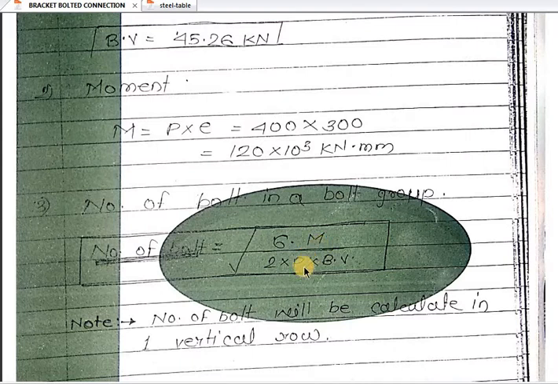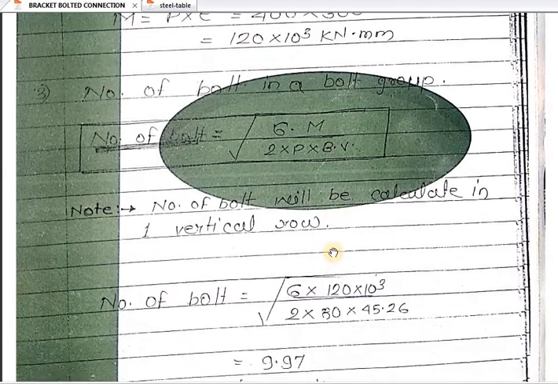The number of bolts is the square root of 6m divided by 2p times bolt value. P is the load taking capacity, m is the moment. So 6m divided by 2p times bolt value. Okay, the number of bolts will be calculated in one vertical row. So if this number comes to be 10 or 5, it will be applied in one row.